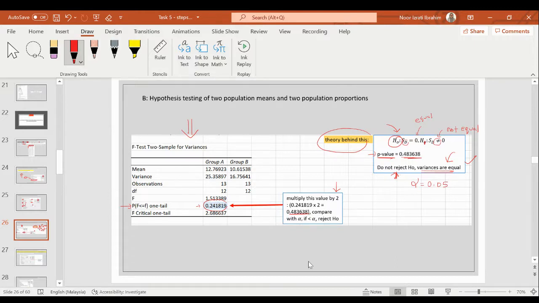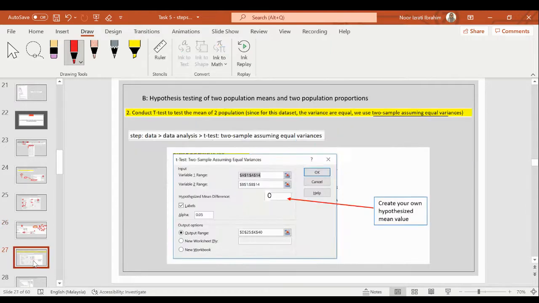All right, based on my demo, the variances are equal. Next, I will proceed with comparing the two means, and I will use the data analysis that assumes equal variance. The step will be, you go to Data Analysis, and then use t-test.